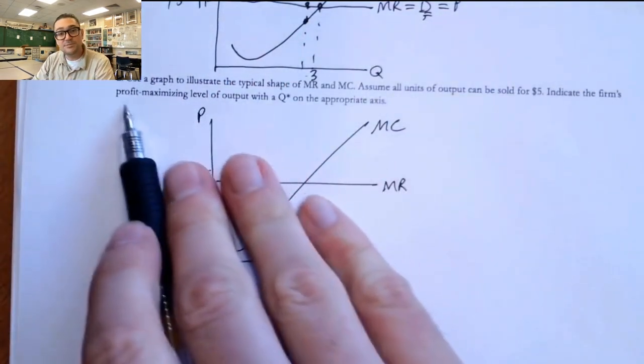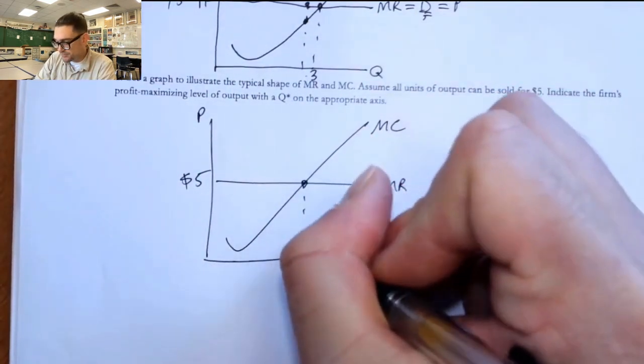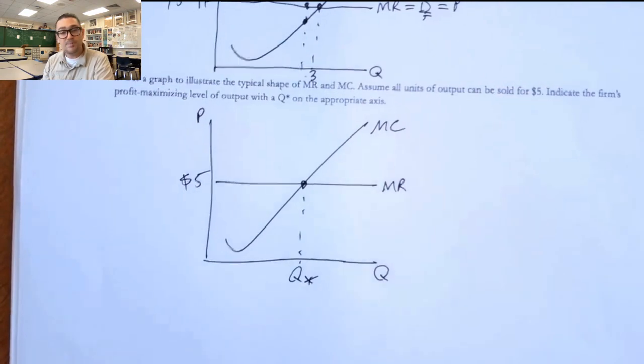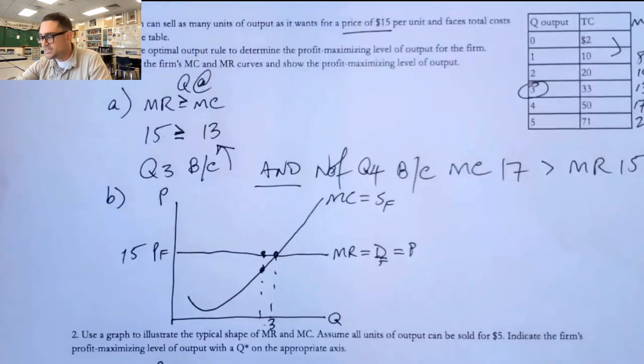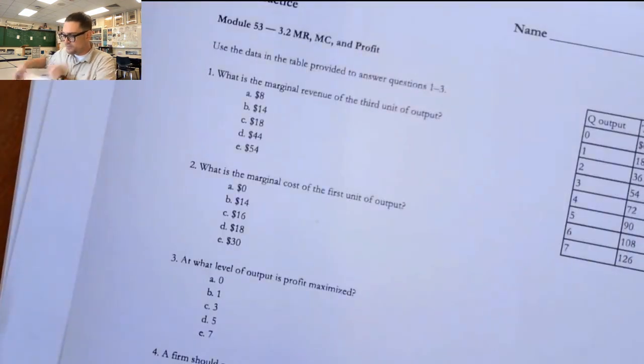And then indicate the firm's profit maximizing level of output with Q star on the appropriate axis. So we drop down, Q star, done. Let's take a look at the multiple choice questions for module 53. We'll take a look here.